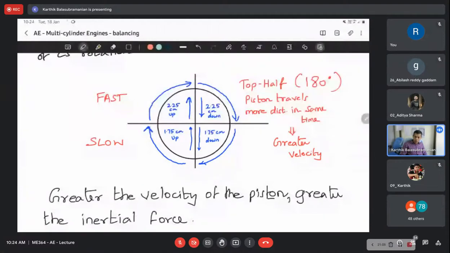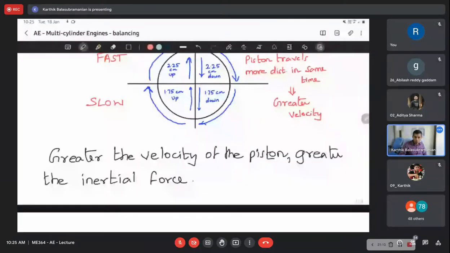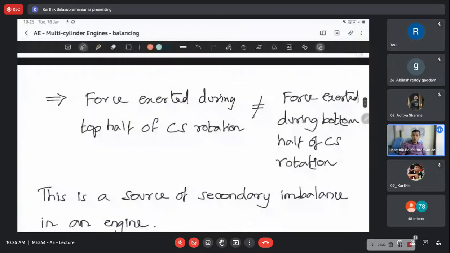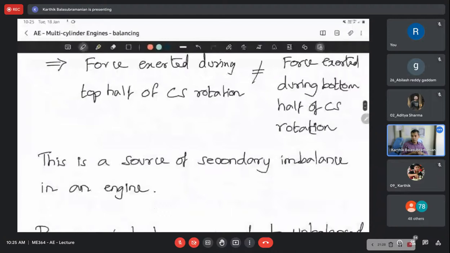So greater the velocity of the piston, greater the inertia force. Now the force exerted during the top half of the crankshaft rotation is not equal to the force exerted during the bottom half of the crankshaft rotation. So this is a source of secondary imbalance in an engine, right? This is the source of secondary imbalance. And the primary imbalances are due to unbalanced masses, primarily in the rotating crankshaft, and are greater in magnitude compared to the secondary imbalances, right?